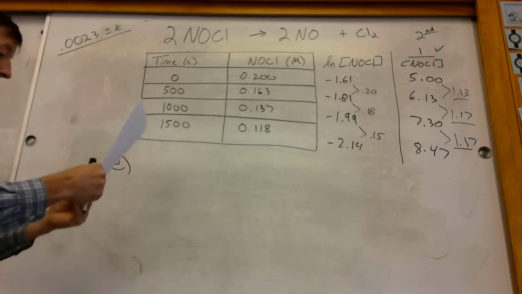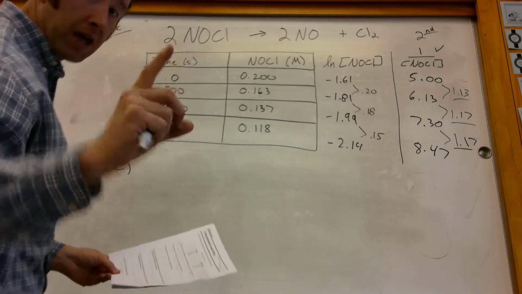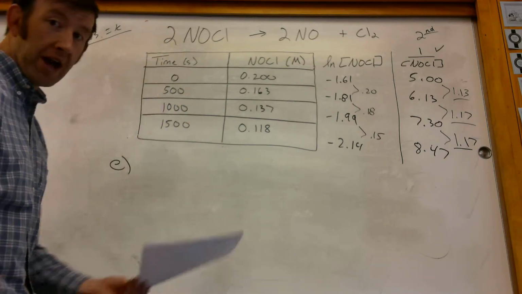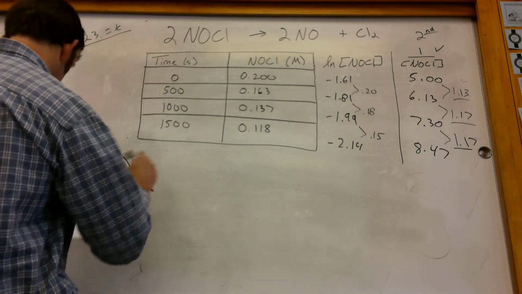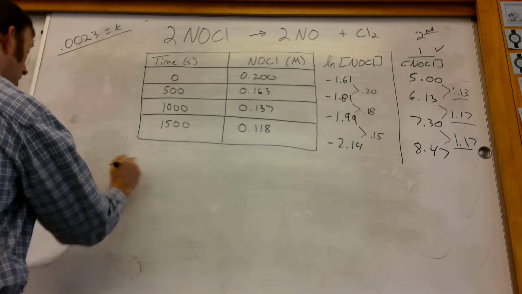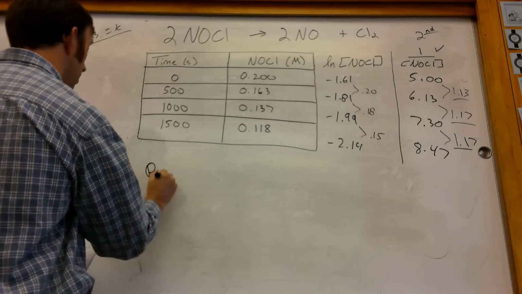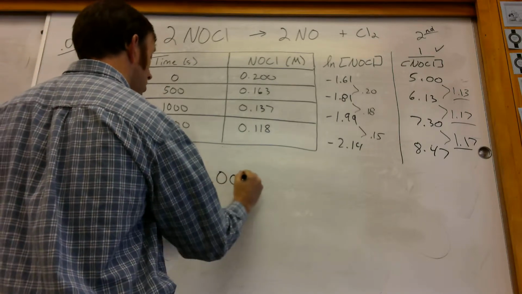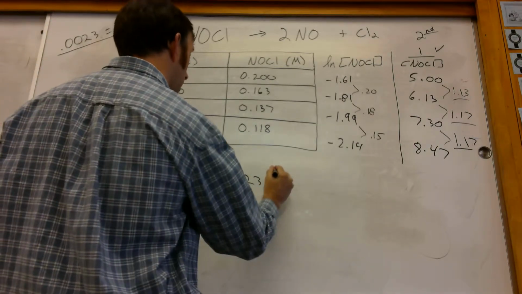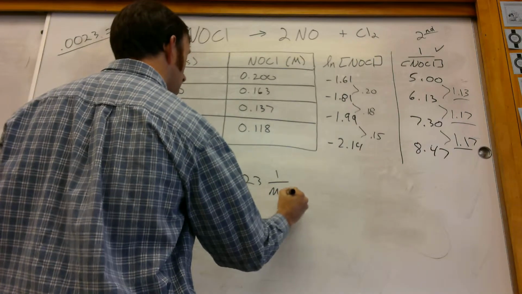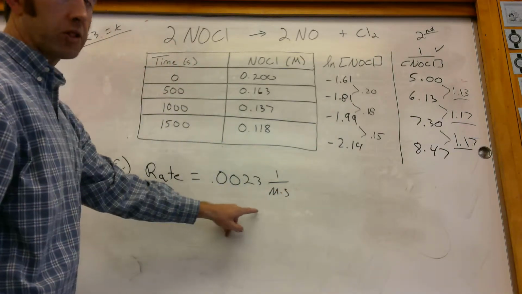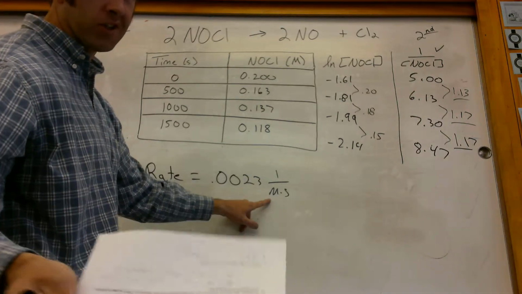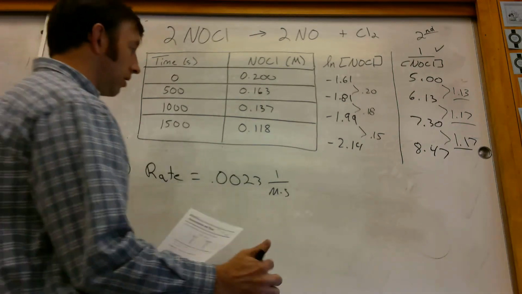So, the rate law for this reaction. Now that I know my value for k, my rate constant, and I've only got one reactant, this makes it easy. This is letter F, by the way. My rate law is going to be rate equals 0.0023 times 1 over molarity times seconds. I probably should have shown those units earlier. I apologize, but I don't want to redo this video just for that one little thing. But that's my units here.